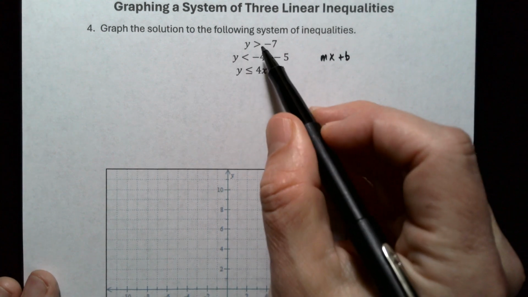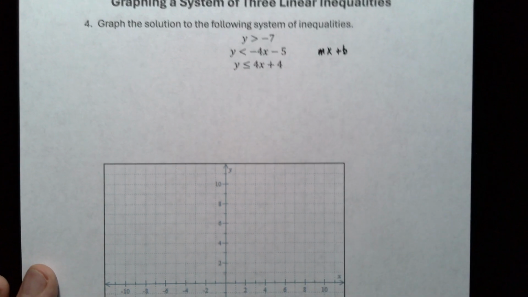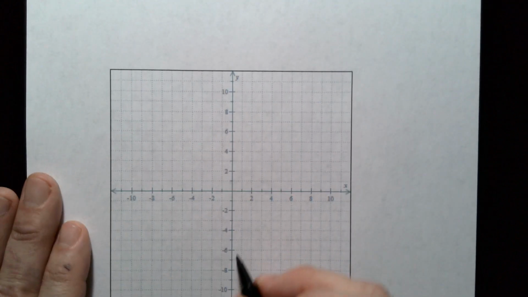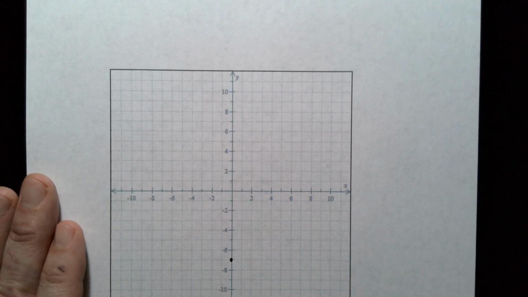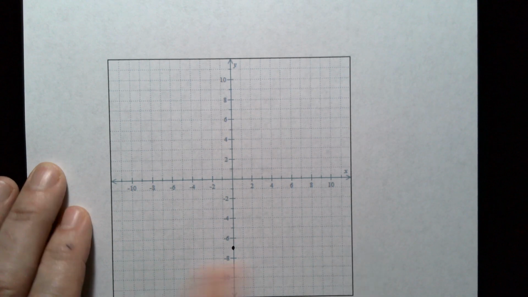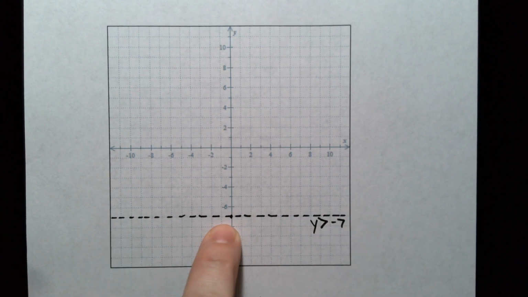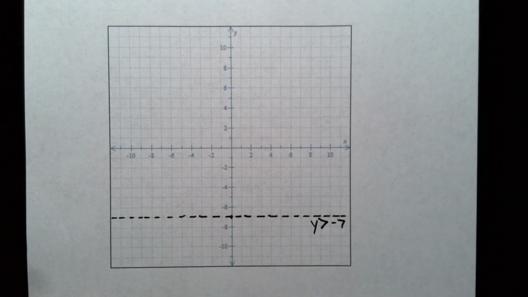Okay, so let's start with this one. Dotted line, and it goes through y equals -7. Y equals -7 is right here. And I'm going to put a dotted line. It goes left and right there, so let me graph that. Okay, here's the dotted line that goes through -7 on the y, and it's greater than, so it'll be above that line.